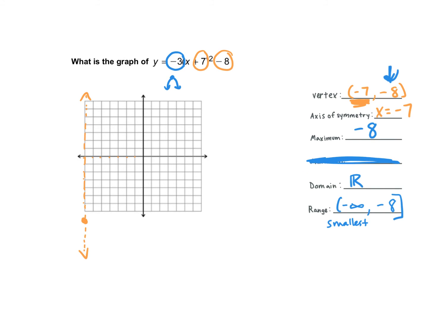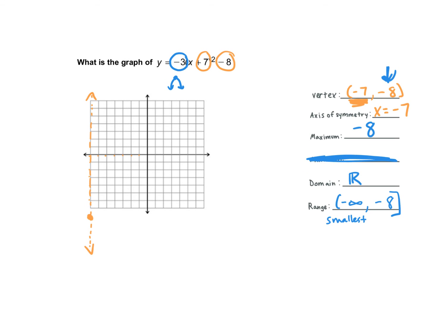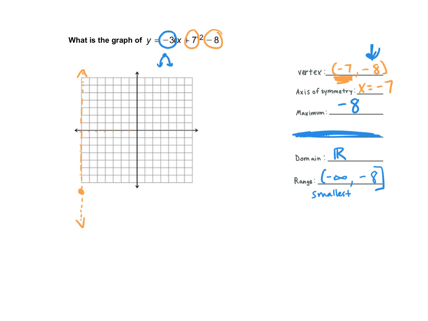And then, what else should I do? Plug in a number. What number should I plug in here? I can plug in 0, but I don't really want to here because it'll give me a really big number. Remember, you want to plug in something close to your axis of symmetry. What's my axis of symmetry? -7. So what's a number close to -7? -6. Let's plug in -6.